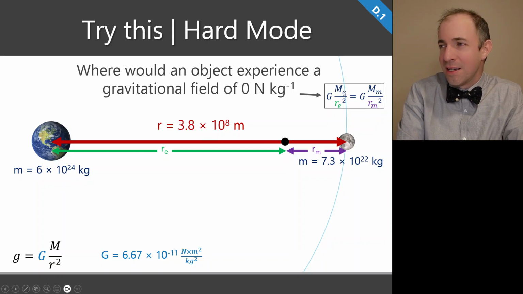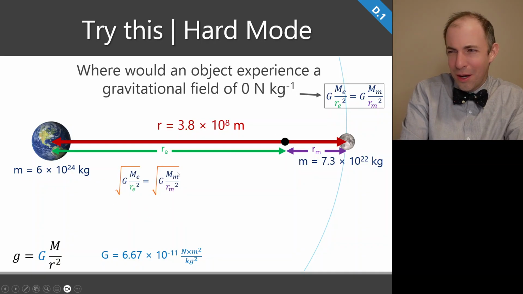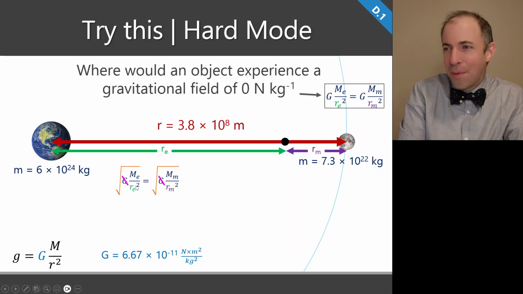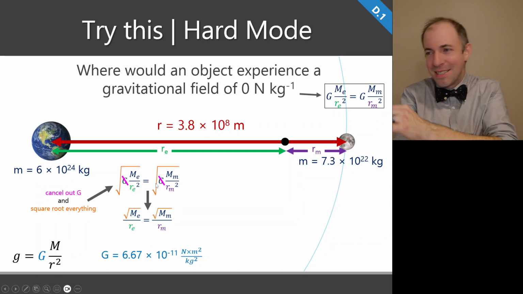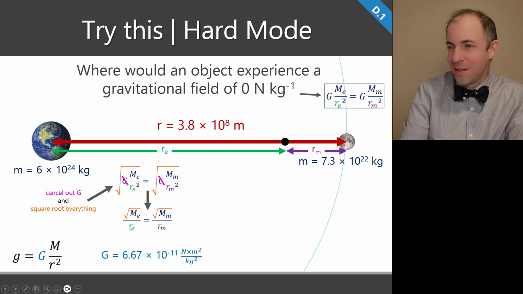The only difference here is we're talking about the mass of the Earth, the mass of the Moon, the distance to the Earth, and the distance to the Moon. So we're going to try to make this equation work. If I am looking at all of this, I can take a square root of both of these and cancel out what G is. If I square root everything, it basically gets rid of that square. And I have the square root of the mass of the Earth over RE is equal to the square root of the mass of the Moon over RM.